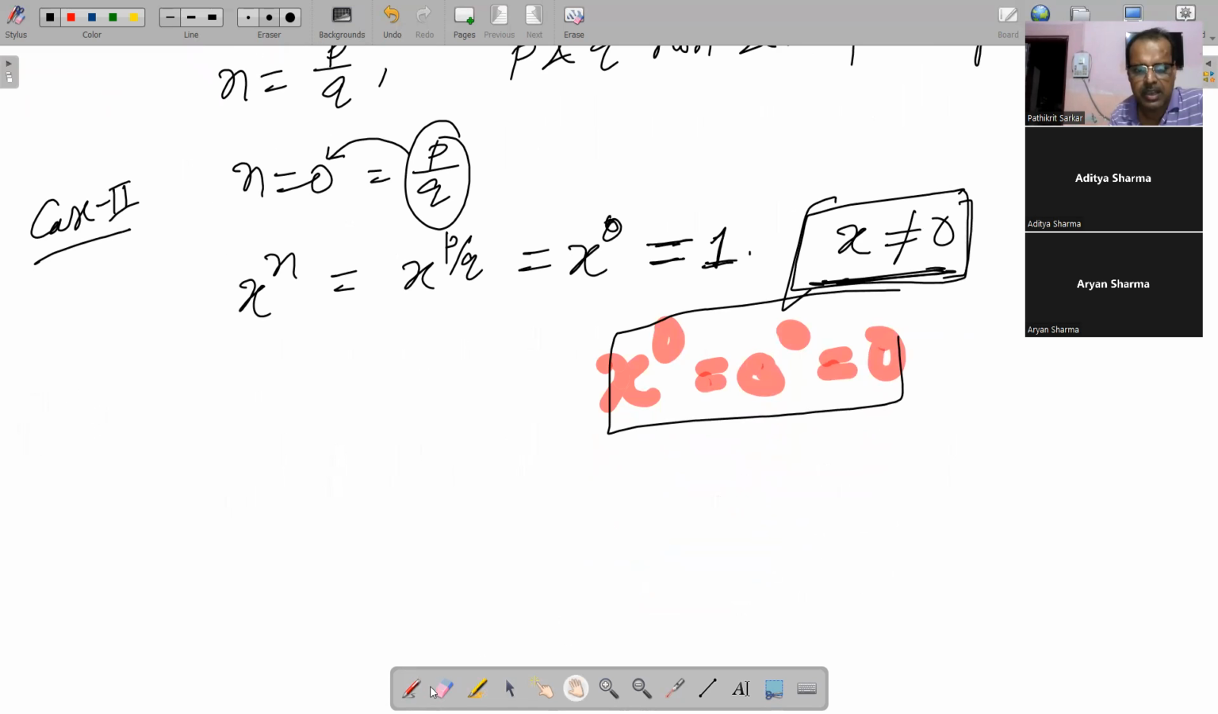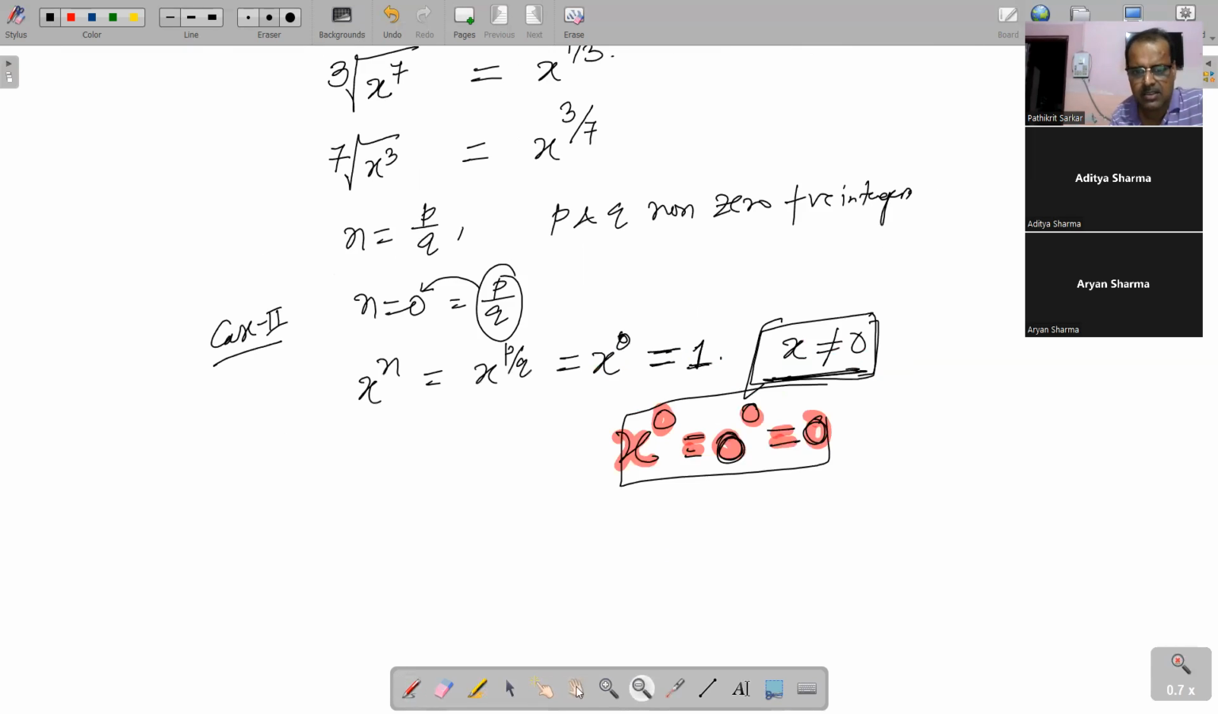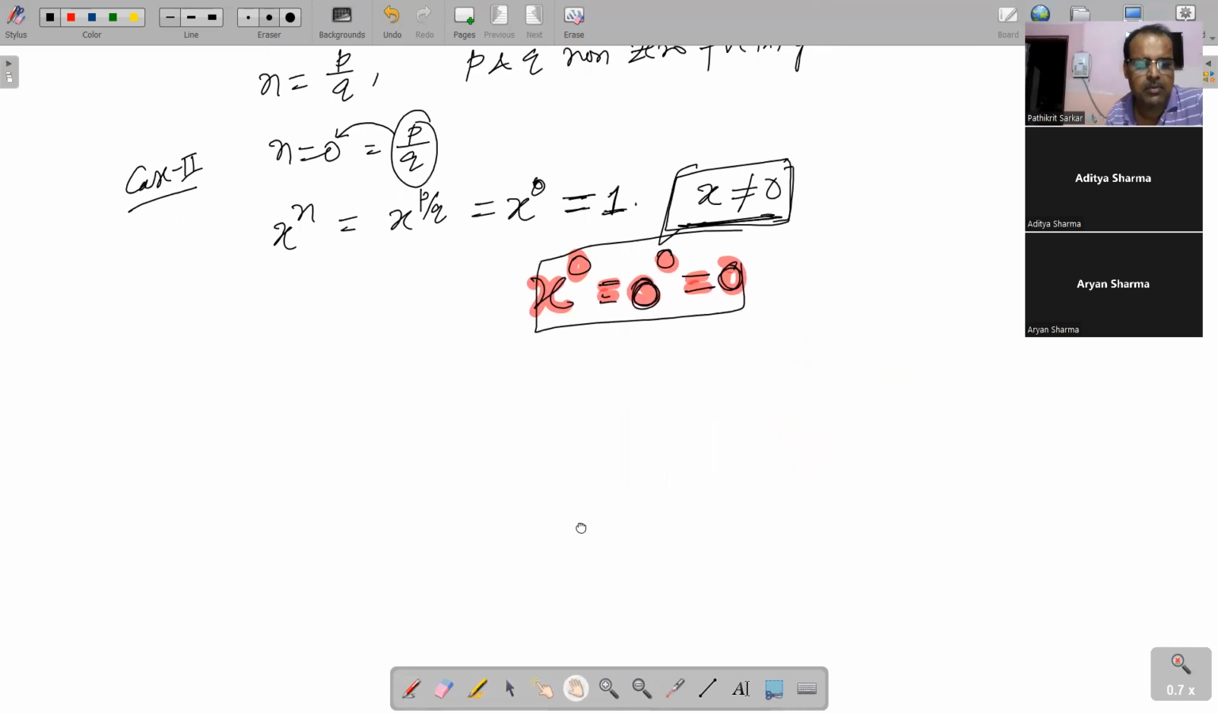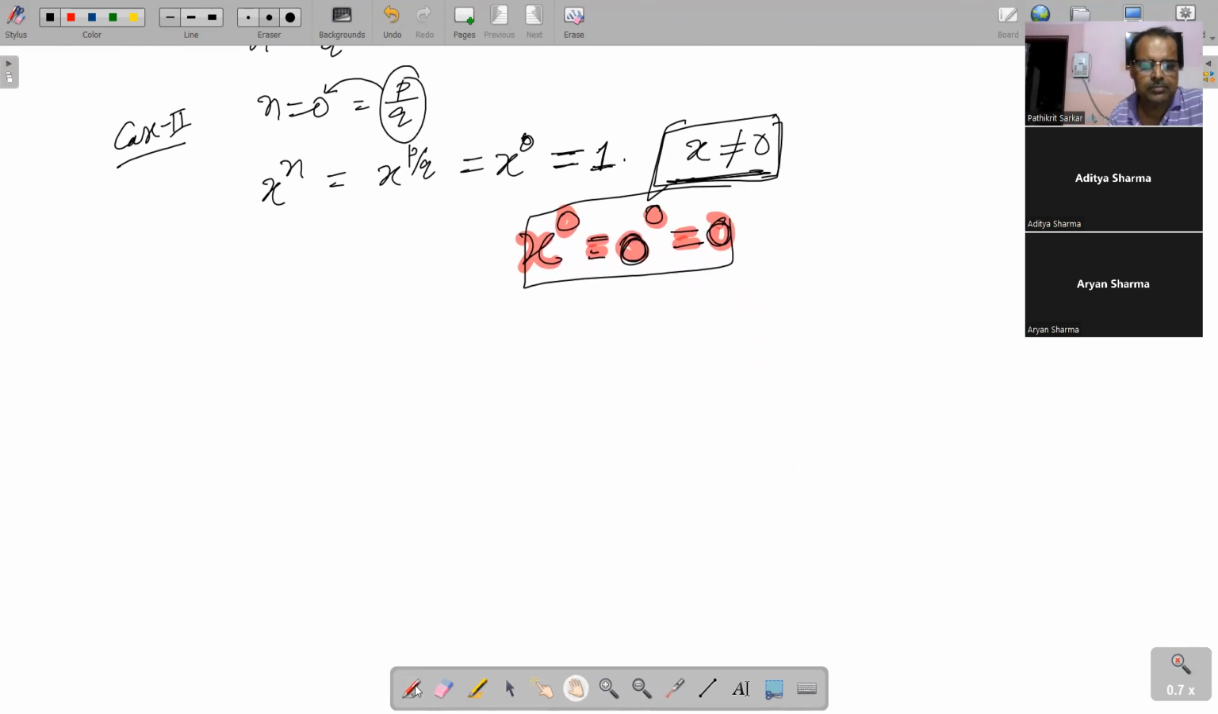So this is the way we can understand. So why are we not writing it is 0? Because x to the power 0 will be equal to 0 only if x is equal to 0. So if x is equal to 0, then 0 to the power 0 comes down to 0. So that's why we are writing these things. Okay. So this is one of the cases. Now, these are the main cases.